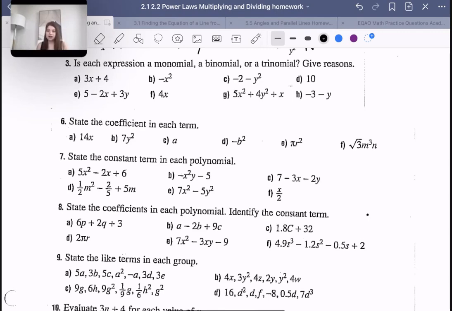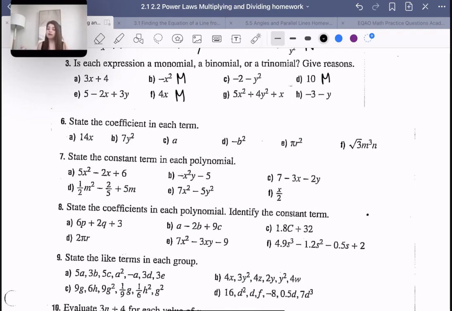So let's pick out all the monomials. Well, this first one, B, would be a monomial, right? Because we just have our coefficient, which is -1, and then we have our variable of x squared, so that's a monomial. Same with 4x, our coefficient is 4, and our variable is x, so that's good. This one here, D, is also a monomial because it just has one term, and in this case it's just a constant term of 10. So no variable, just a number, so just a constant term.